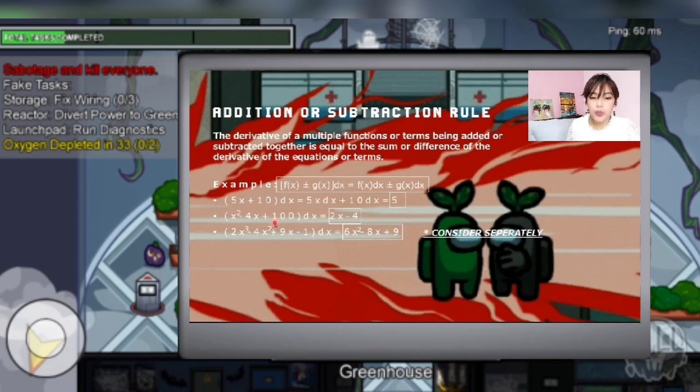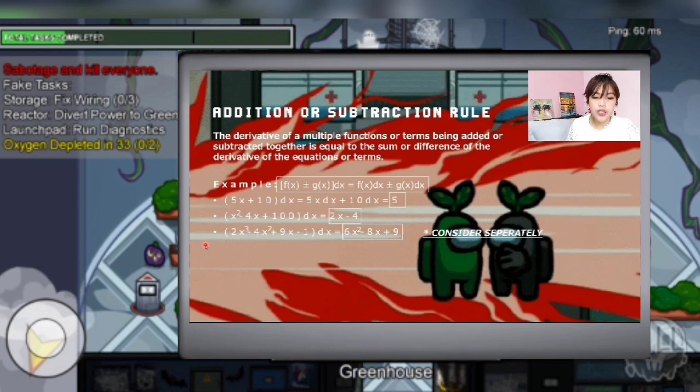4. Next is 100. What is the derivative of 100? Again, 100 is an element of the real numbers, and in the constant rule, its derivative is always equal to 0. So the derivative of 100 is 0. So our final answer should be 2x minus 4.